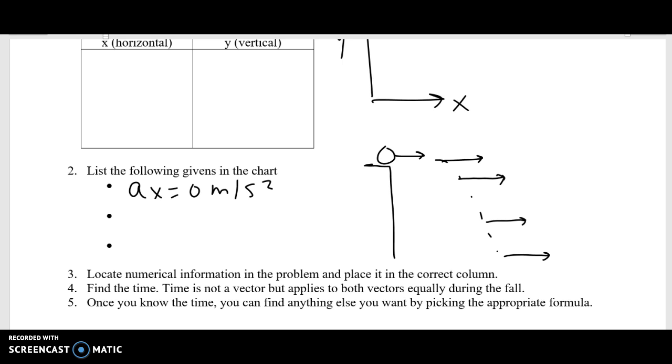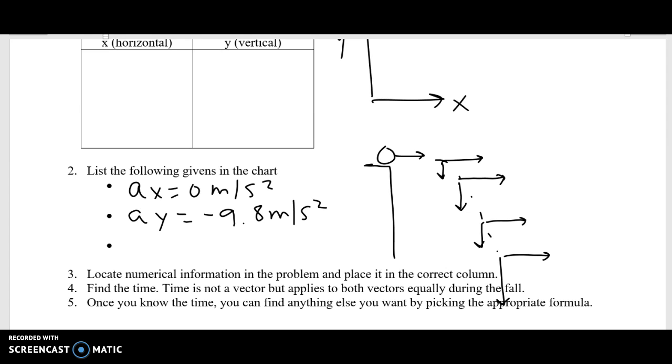But we know that vertically, in the Y direction, gravity is pulling down this object and it's causing it to increase its speed. So initially, it just has a horizontal velocity, but then gradually, vertically, it's going to start increasing its velocity, because it's being pulled down by gravity. So we know the acceleration in the Y direction is negative 9.8 meters per second squared.